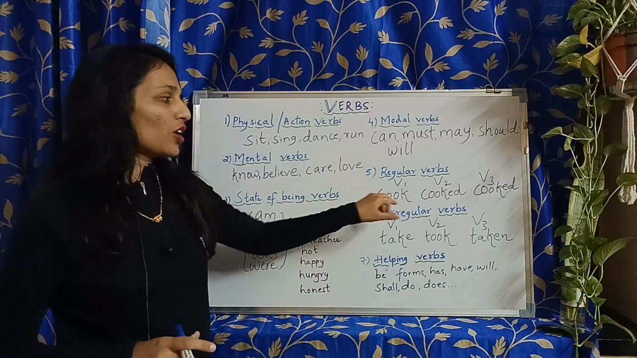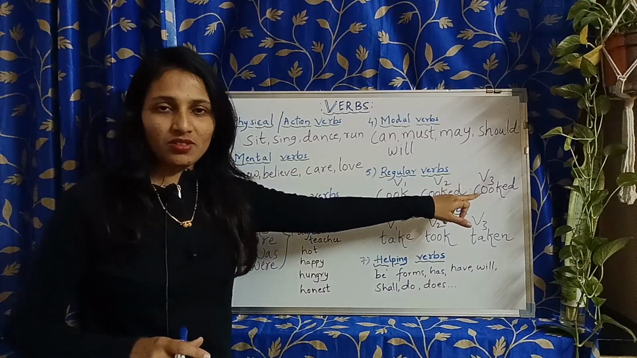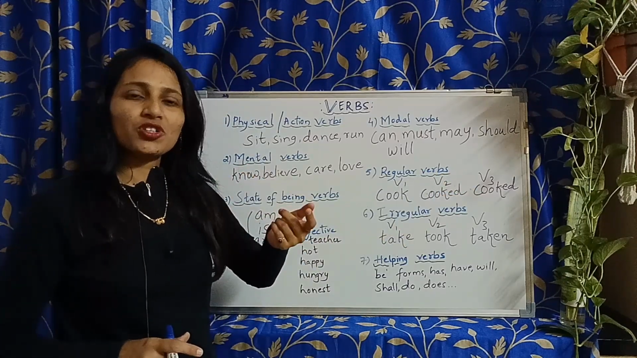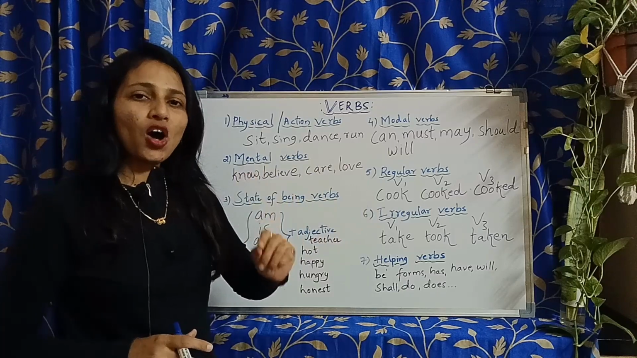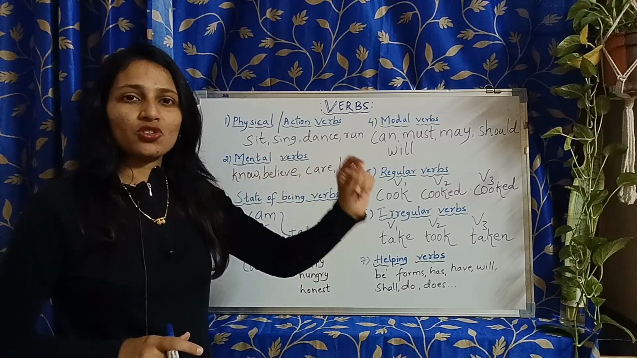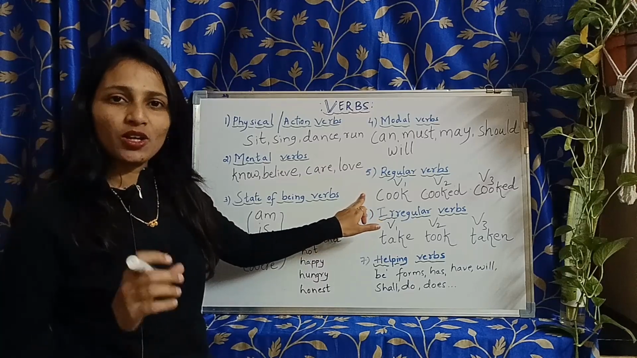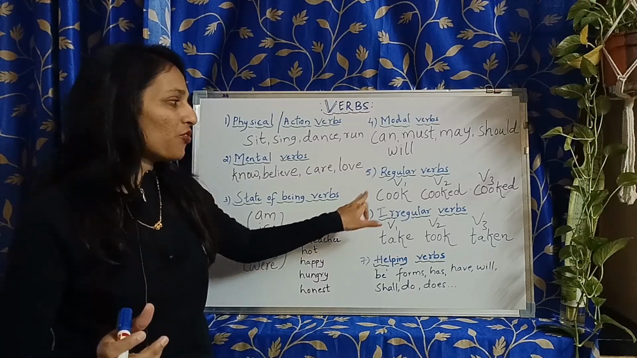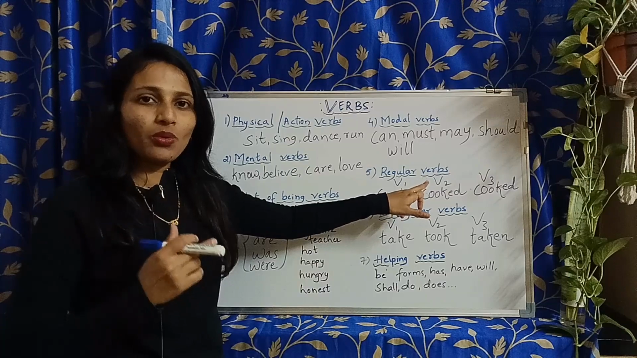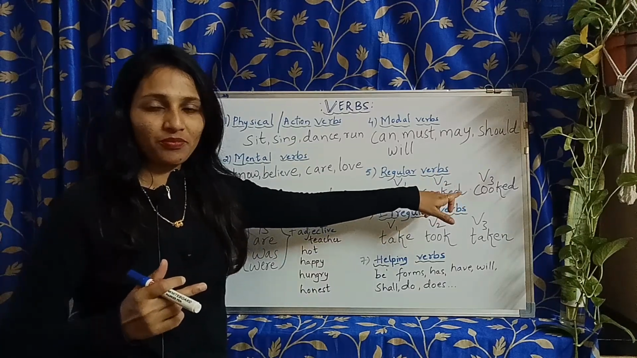Cook, cooked, cooked. Book, booked, booked. Talk, talked, talked. This is how regular verbs look like. They have ed both in V2 and V3 forms.